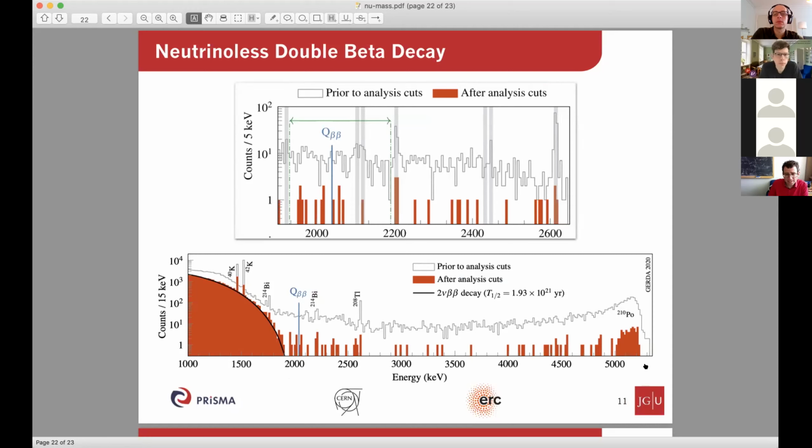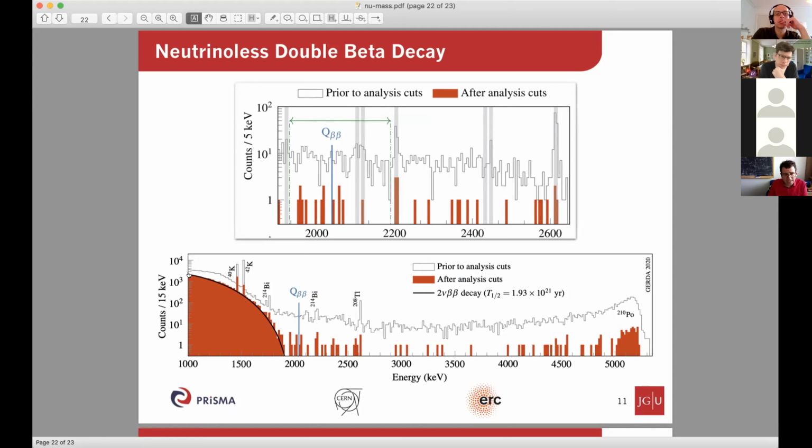The horizontal axis is the energy. The vertical axis is the count rate. You see there's all kinds of background processes. There are a number of nuclear lines that are well understood. And here, where this blue line sits, this is where we would expect an excess if we were observing neutrinoless double beta decay. Zooming into this region up here, we see that there really isn't any excess.